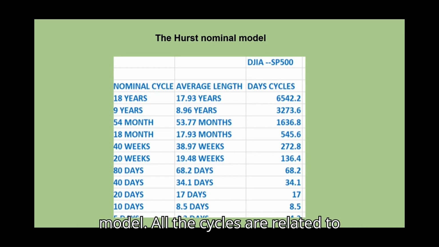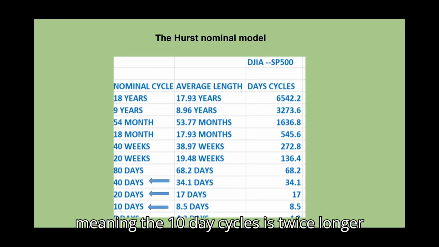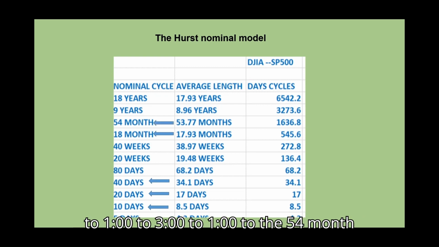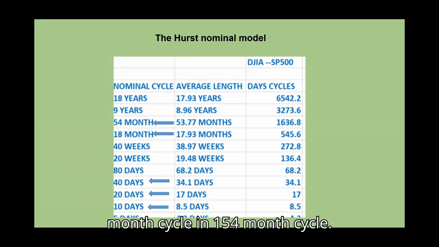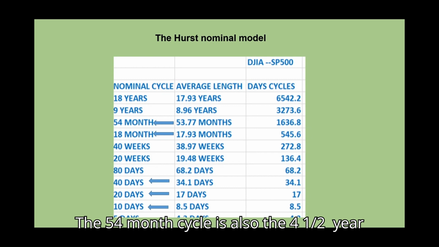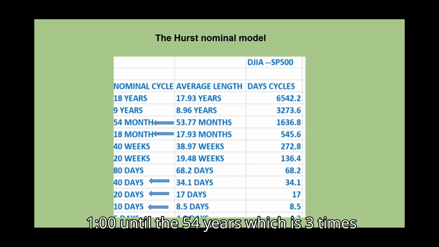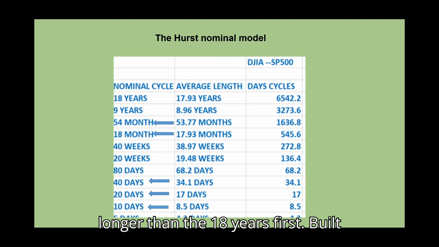All the cycles are related to each other by a ratio of 2 to 1. Meaning the 10-day cycle is twice as long as the 5 days, the 20 days twice as long as the 10 days, and so on until the 18-month cycle. After the 18-month cycle the ratio changes from 2 to 1 to 3 to 1 to the 54-month cycle. Meaning there are 3 18-month cycles in one 54-month cycle. The 54-month cycle is also the 4.5-year cycle. After this 4.5-year cycle the ratio switches back to 2 to 1 until the 54 years, which is 3 times longer than the 18 years.